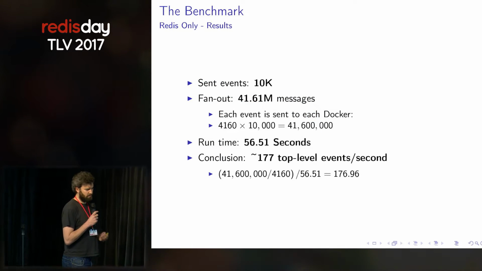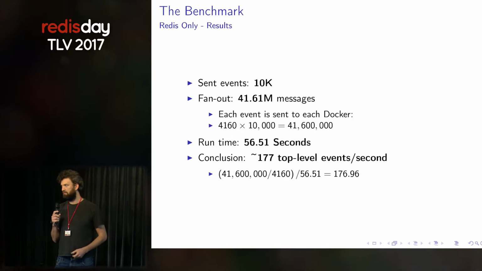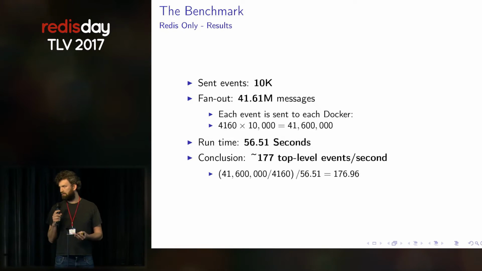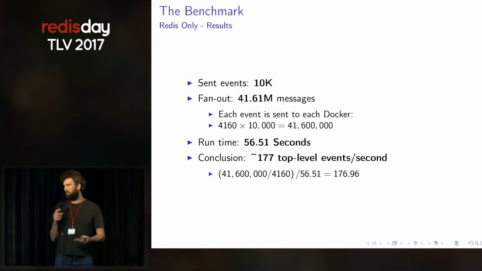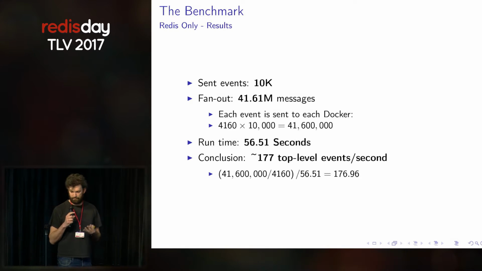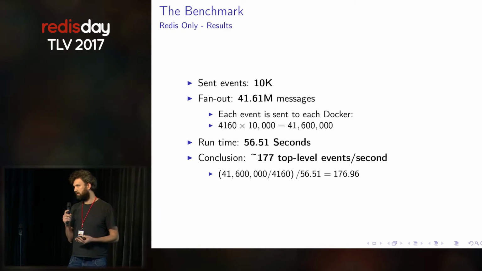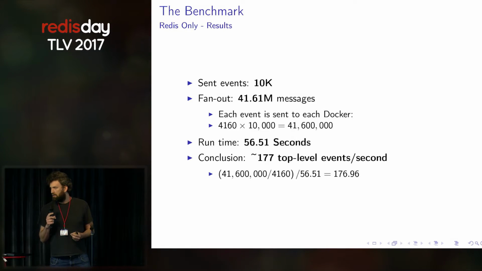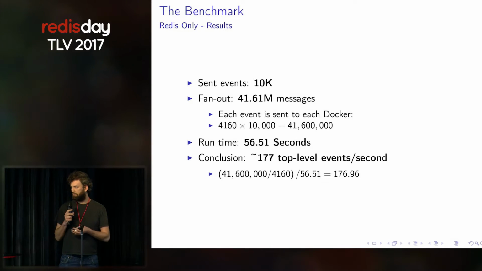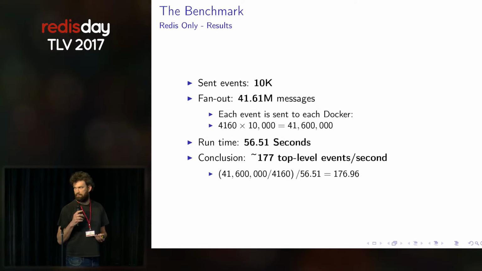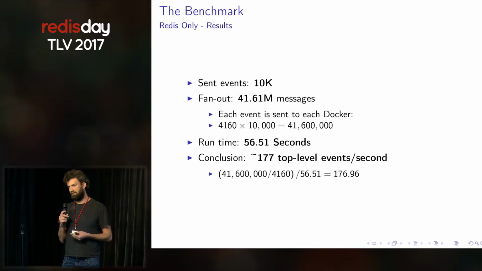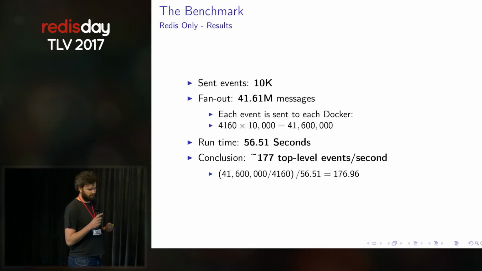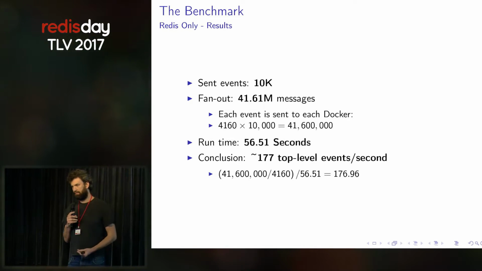So the first test, we sent 10,000 events from the server. We send these events to 4,160 containers. So that number times 10,000, we get about 41.6 million messages that were sent in total. It took us almost a minute to have these events reach all the nodes. So we can see that we can reach, using this topology, about 177 events per second. So in theory, we can handle up to 177 API requests per second.